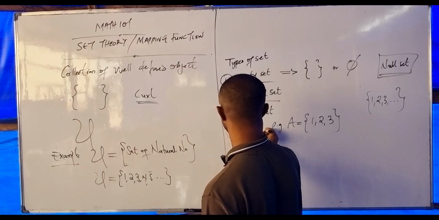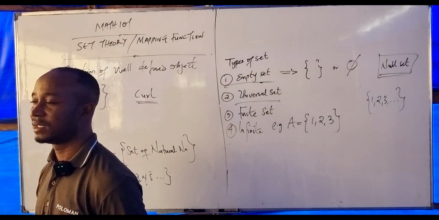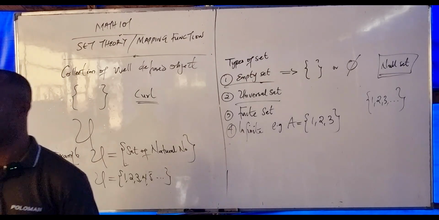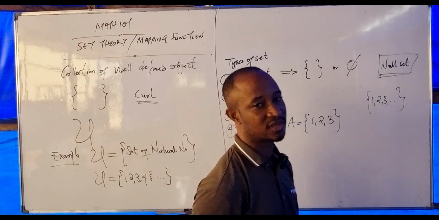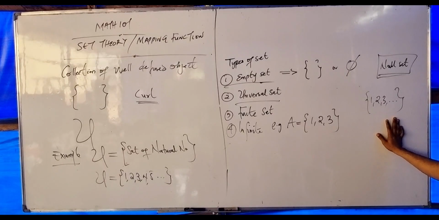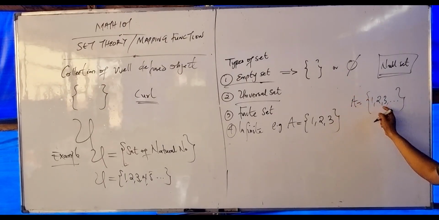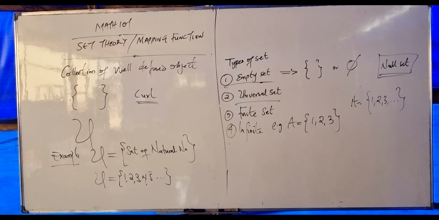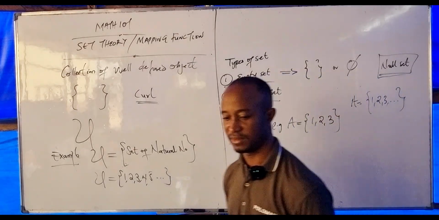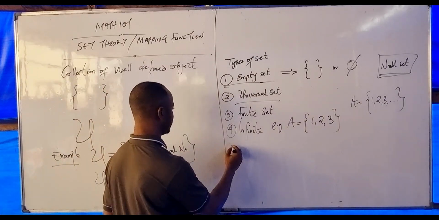So the fourth one is the infinite set. What's an infinite set? These are sets that have unlimited elements. Am I communicating? Good. A set that has unlimited elements. So you can use this as an example. Just write A equals 1, 2, 3, dot, dot, dot. Are you there? Okay, the next one, number 5.